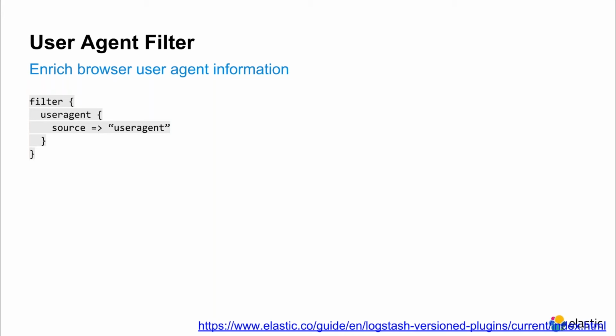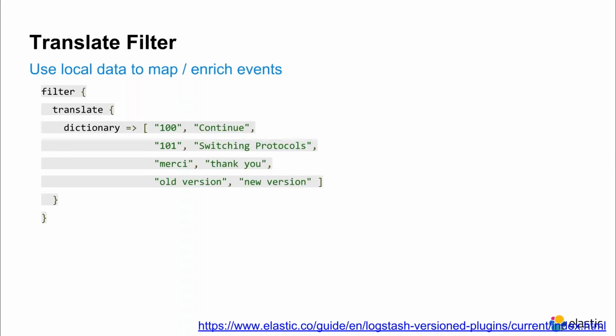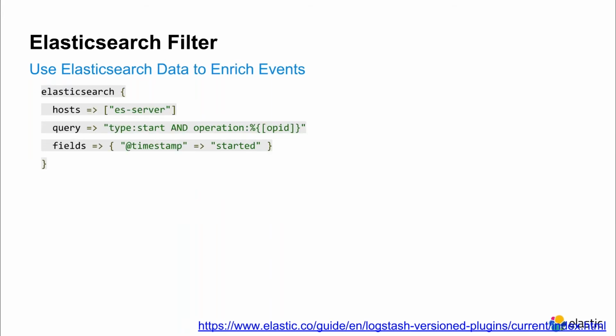Similarly, you have the user agent filter, seen this as well. The user agent filter will find out the kind of agent or browser that the user is requesting the data from. Translate filter is another filter which helps you enrich the data or convert the data into a dictionary and make it more usable in search. So this is one of the other popular filters that we have.